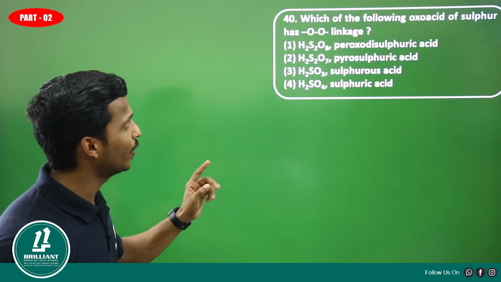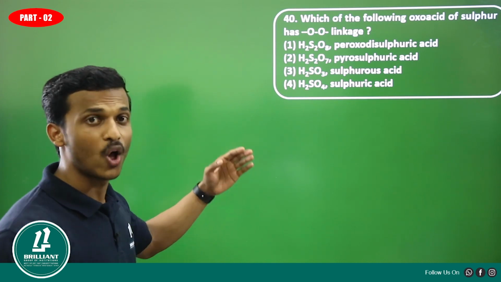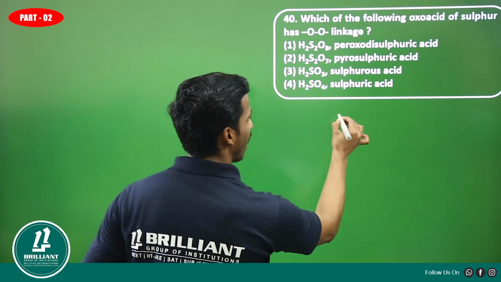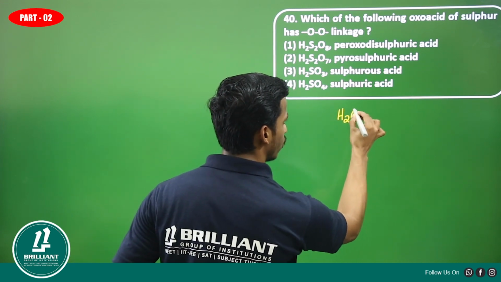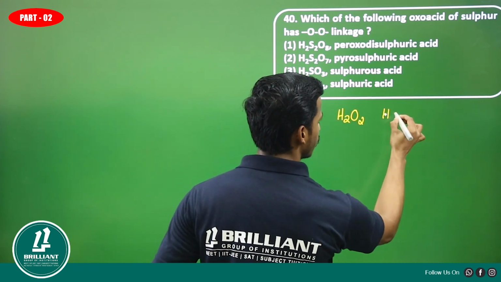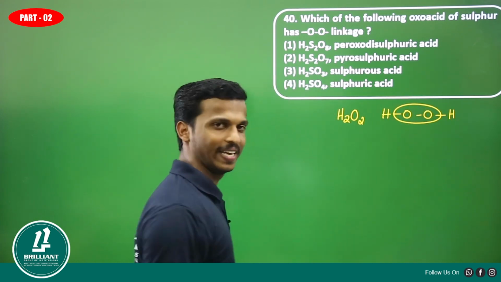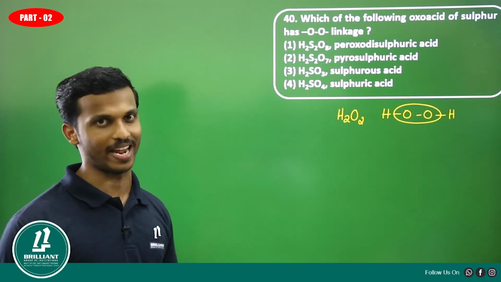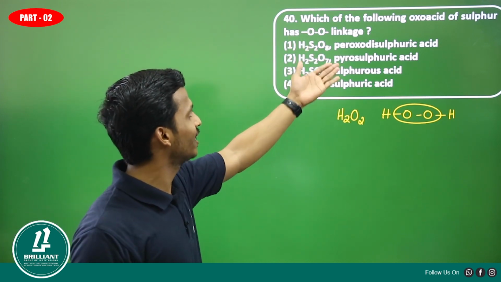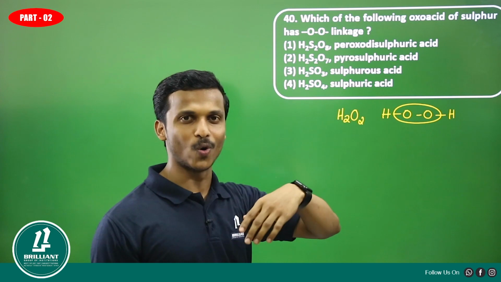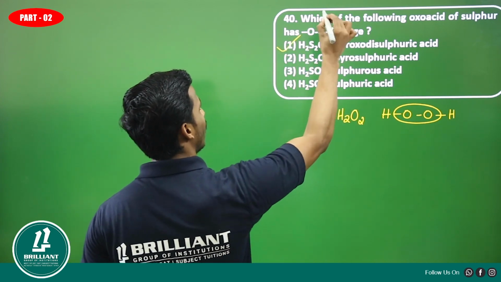Which of the following oxo acid of sulfur has oxygen-oxygen linkage? Very simple question. See student, hydrogen peroxide, H2O2, HOOH. There is an oxygen-oxygen linkage. That is called peroxide linkage. The name itself is giving the answer. Peroxo, right? Simple answer, option 1.